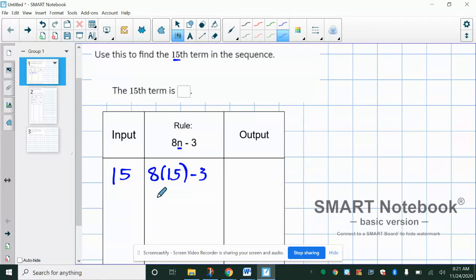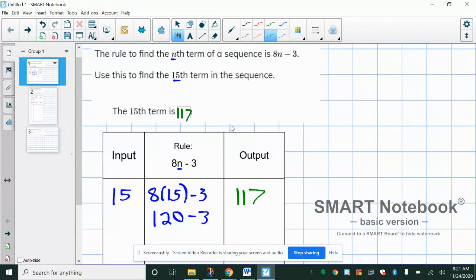8 times 15 is 120. Subtract 3, and then we should be able to work out our output. 120 subtract 3 is 117. So that's our answer, 117.